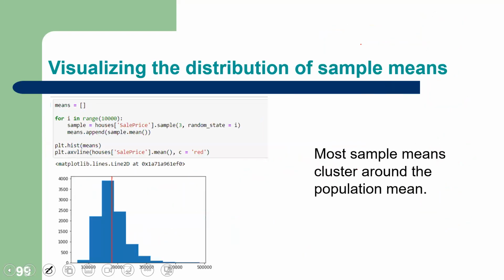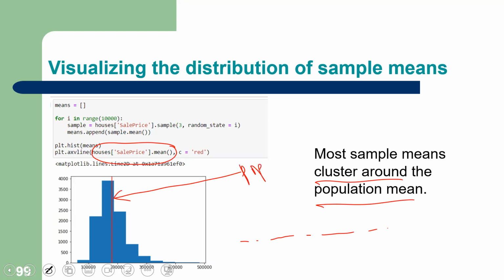Now, visualizing the distribution of sample means, most sample means cluster around the population mean. I'm trying to take the samples here, the sample means. And if you see this, the red one, this is actually your population mean. This is a histogram plot, and these are all sample means. For those sample means, we have taken the histogram.